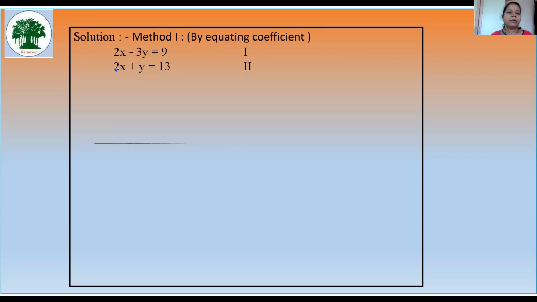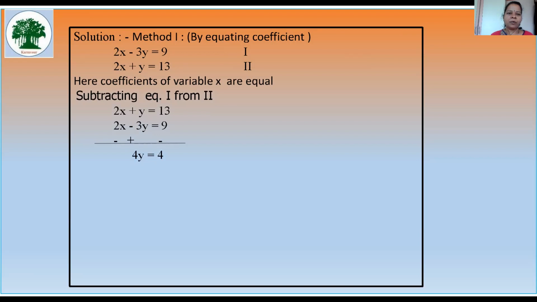Observe the coefficients of the x variable and y variable. First, we are going to study the equating coefficient method. If we observe the coefficients of the x variable, we see that they are equal. So if we subtract one equation from the other, we eliminate variable x and find the value of the other variable. So let us do this. Subtract equation 2 from the first.